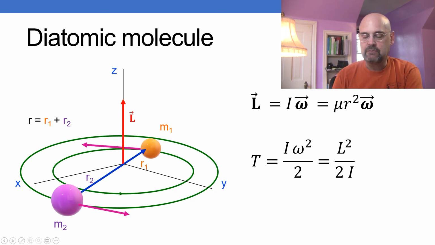The angular momentum, again, is going to be equal to the moment of inertia times omega, which I've expressed as a vector, so it's equal to mu r squared omega. The kinetic energy is equal to I omega squared over 2, or L squared over 2I. When we get to quantum mechanics, this is going to be useful, because it turns out that L squared is an operator that we can determine values for.